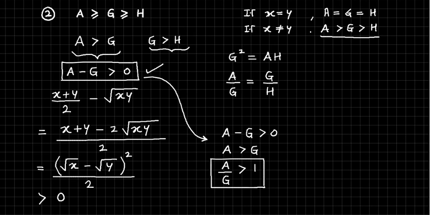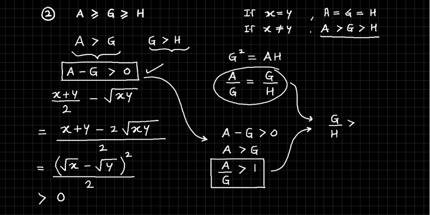Now if A upon G is greater than 1, we know that A upon G is equal to G upon H. So combining these two, we can also say that G upon H also has to be bigger than 1, which in turn means that G has to be greater than H. So you see, we have proven that A is greater than G, and we have also proven that G is greater than H. So finally that means A greater than G greater than H, as required.